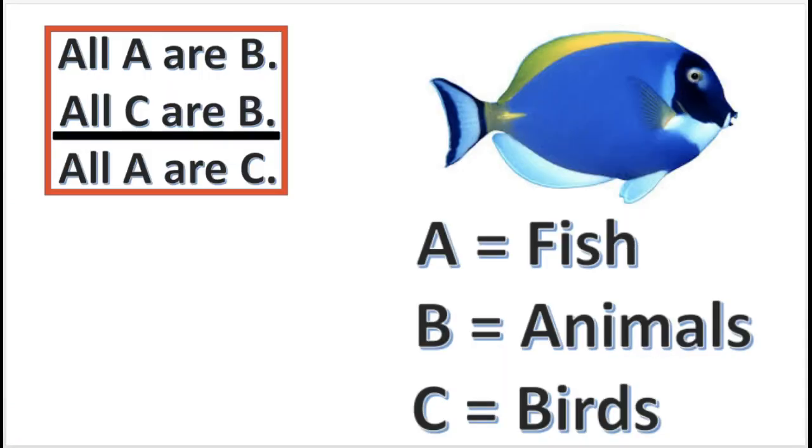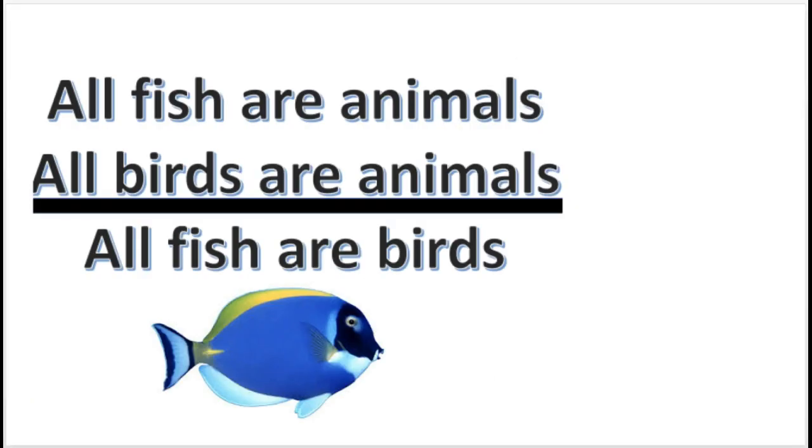Now, if we take this argument form and we substitute these letters for these terms, so everywhere there's an A, we'd put fish. Everywhere there's a B, we'd put animals. Everywhere there's a C, we'd put birds. We would get this argument. All fish are animals, all birds are animals, therefore all fish are birds.